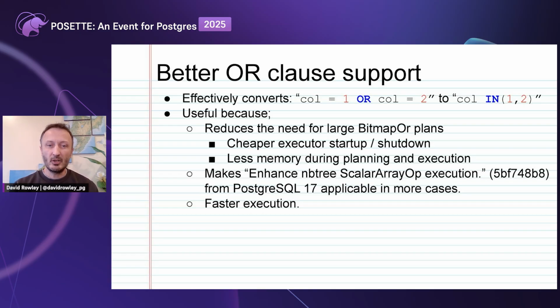And that could cause problems. Here I've only got two in this example on the top, but in theory you could have dozens or hundreds of these. That would make the plan much bigger than it needs to be, and that would slow things down in terms of executor startup and shutdown. So this effectively helps resolve that problem.